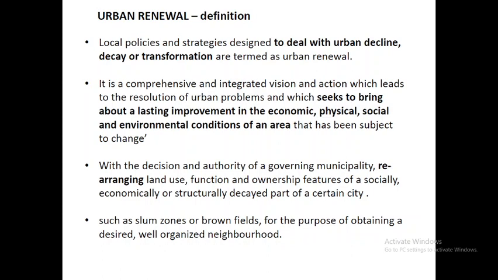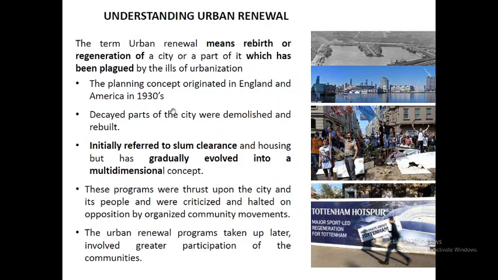So this can involve rearrangement of land uses, redesigning the development control regulations, taking the ownership of certain parcels and acquisition of the land so that some development can happen, etc. Removal of the slums and making it into a well organized neighborhood. All those things are the methods of achieving urban renewal.